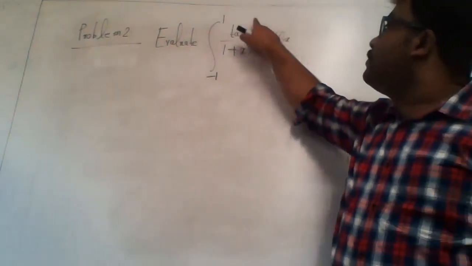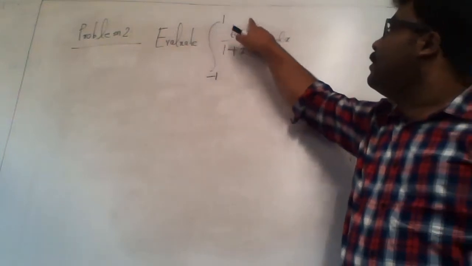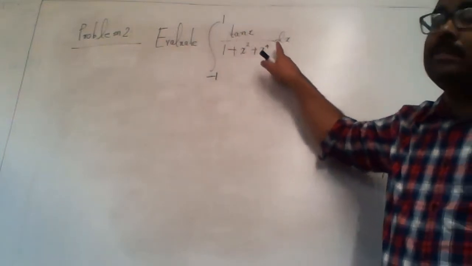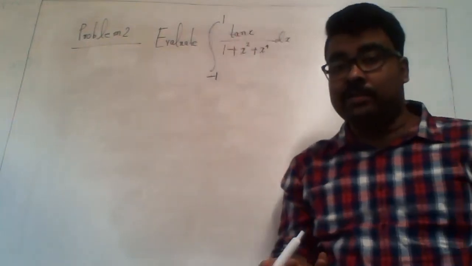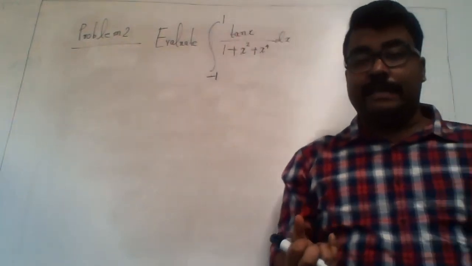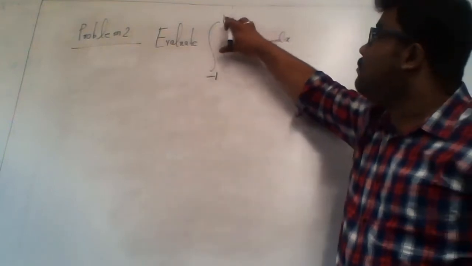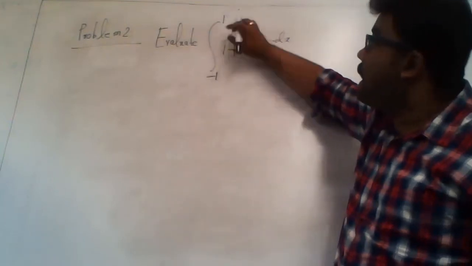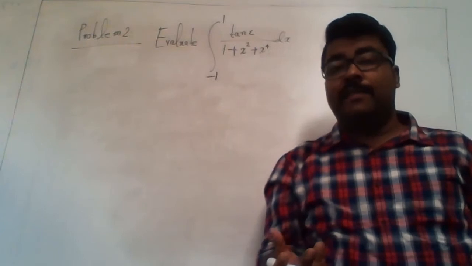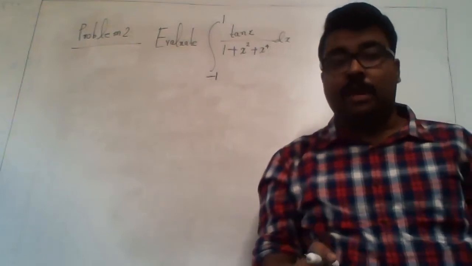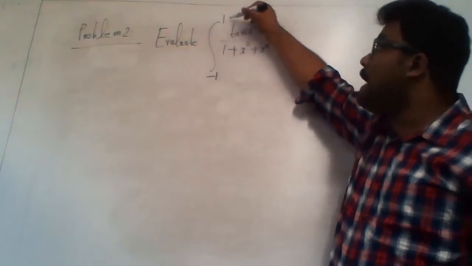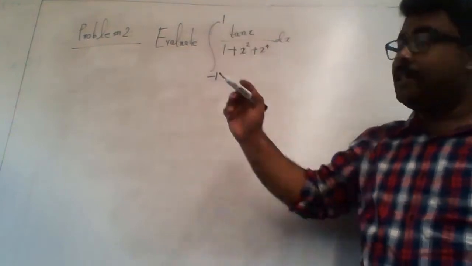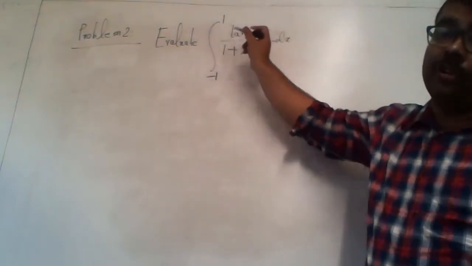So we need to just check whether this function is an odd function, and once we check that, we can use property 2, which states that if I have an odd function and my limits are such that one is the negative of the other, the value of the definite integral is 0. So if you have a problem in which the limits are just negative of one another, check whether this function is odd or not. So let's check.